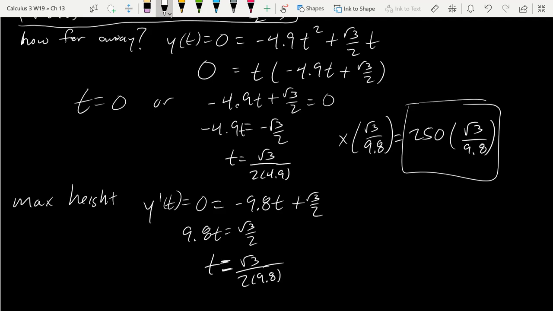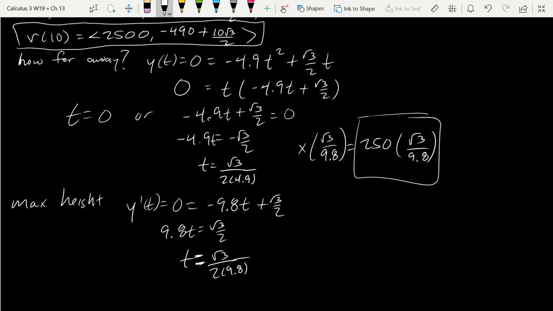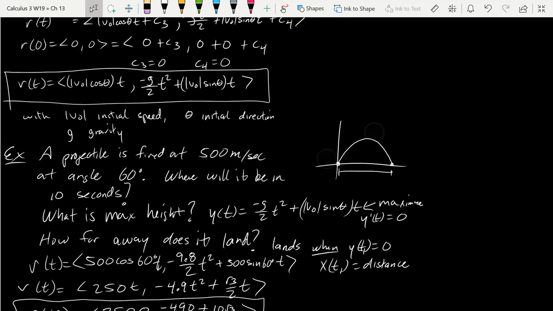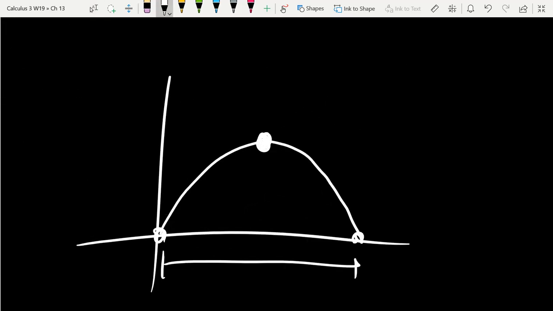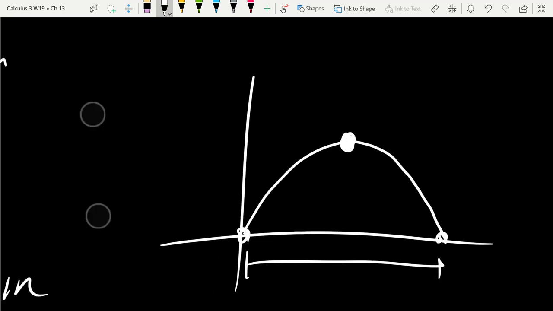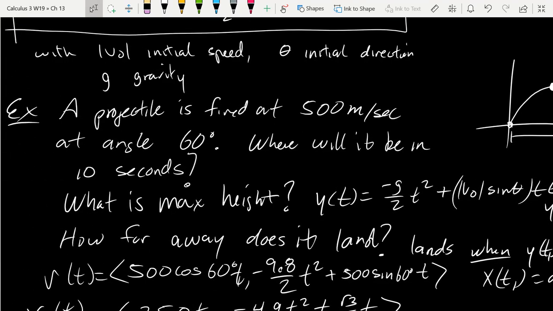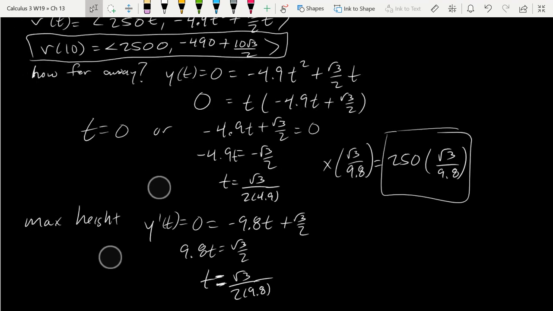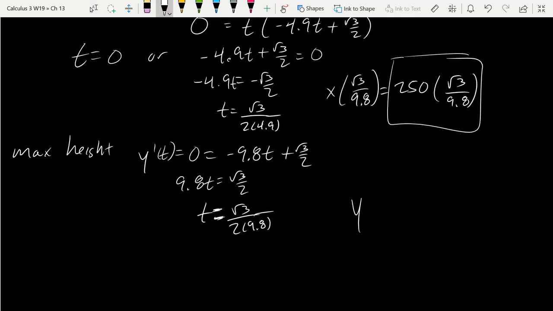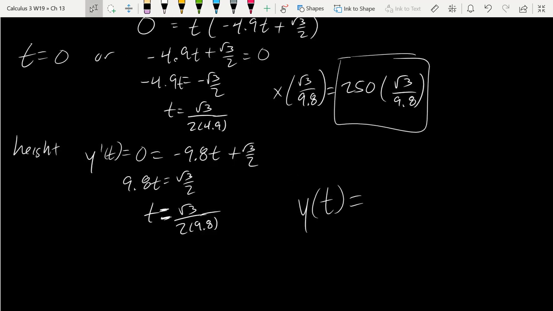Now it may seem a little weird that this time value for the max height is half of the time until we hit the ground, but if we look at the way the parabola looks in the graph, it makes perfect sense why at half the time you'll be at max height and at full time you'd be at the ground. Once we have that t value, we plug it into y of t. If I wanted x of t, I could just take half of the full distance above, which would give me half the x distance at the max height. But if I want the y height at the max height, I have to plug into y.